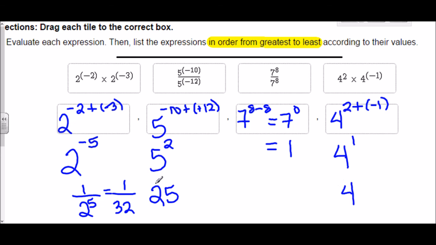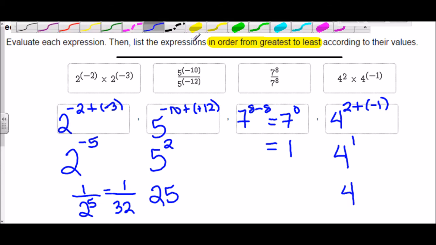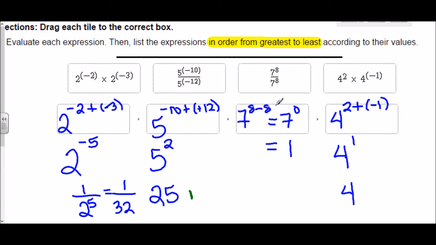So now that we have all of our numbers in standard form, we can compare them easily. If I look, the largest number is going to be 25. So that's the first largest number. The second largest number is going to be 4. The third largest number is going to be 1. And the smallest number is going to be 1 over 32, because obviously 1 divided by 32 will be less than 1. So at this point, I'm now going to put all of my answers in order.